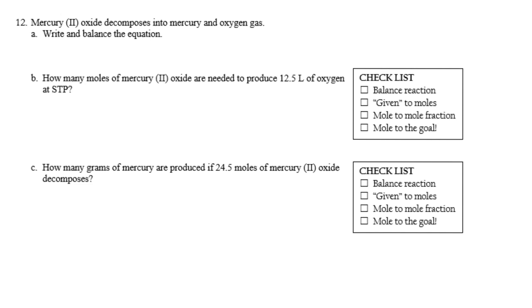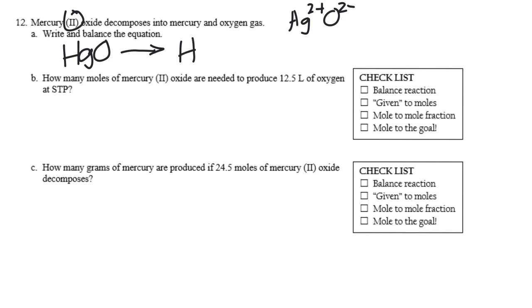Question 12, we are writing out a reaction where mercury oxide decomposes into mercury and oxygen gas. Remember, the 2 that we have represents our charge. So Hg is 2 plus. Oxygen, because it's group 16, is 2 minus. So it's going to be HgO, and it's a decomposition because it says decomposes into mercury and oxygen.